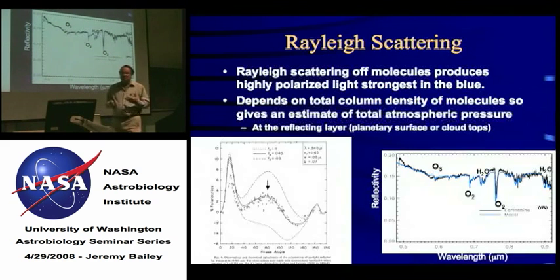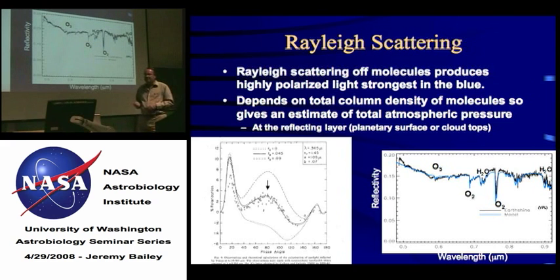The other feature that produces polarization in these atmospheres is Rayleigh scattering. And Rayleigh scattering is just scattering off molecules in the atmosphere. So just a clear atmosphere without any clouds will produce polarization due to Rayleigh scattering. And Rayleigh scattering is blue. It's what makes the sky blue in the case of the Earth. So it's seen best at short wavelengths, and it's also seen best at phase angles of about 90 degrees.